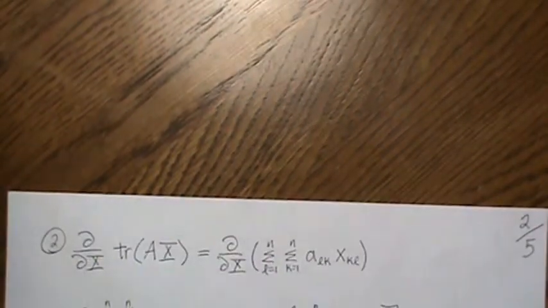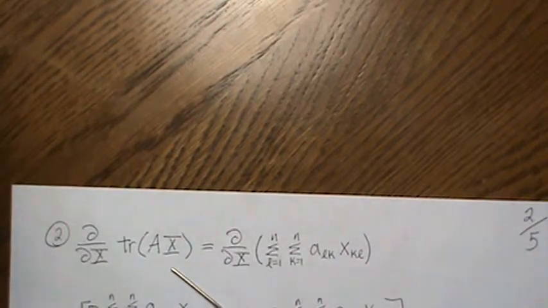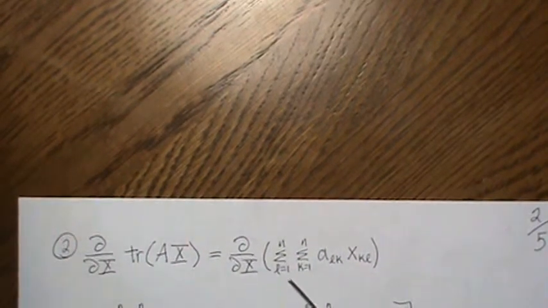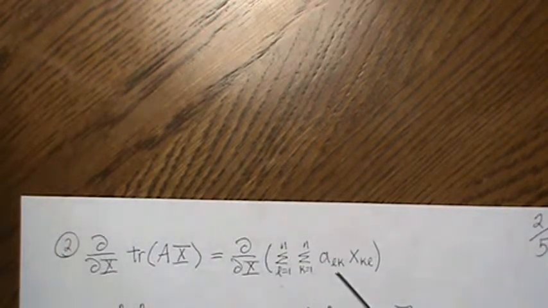So now let's look at the trace of AX. That can be represented as this double sum. And then we want to take the partial with respect to X.